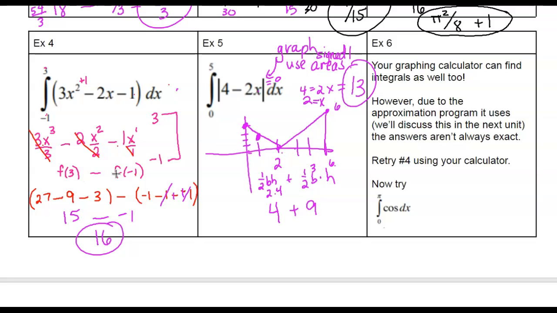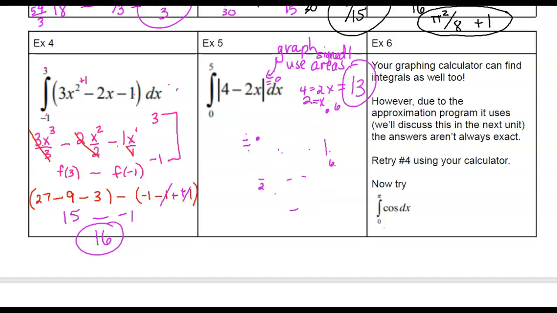Now, let's say this is not just a line. Let's say it was something squared. We wouldn't be able to use geometric areas. So I do want to show you the other strategy. So I know the answer is 13, but we are going to go ahead and get rid of all of that.